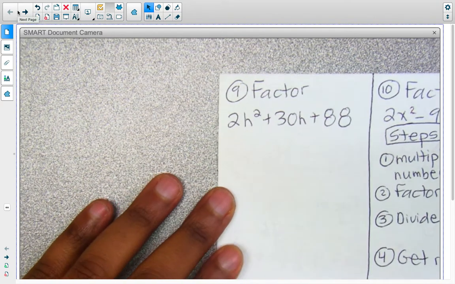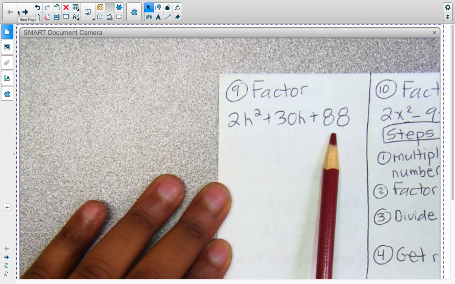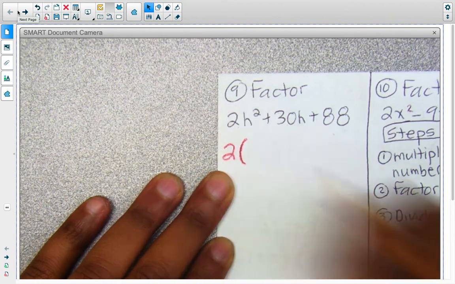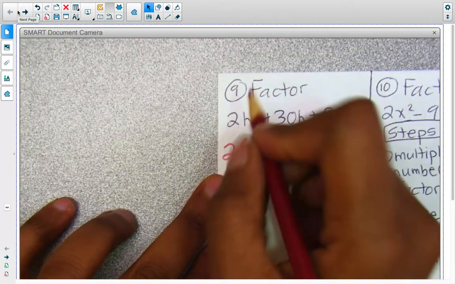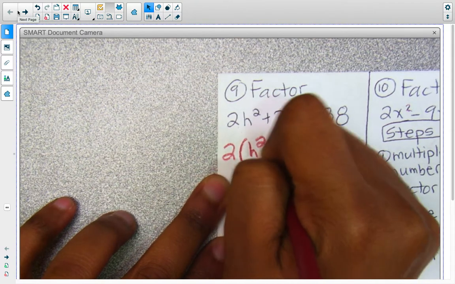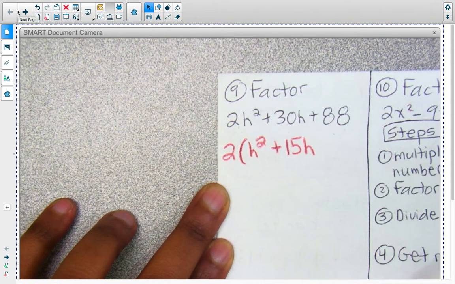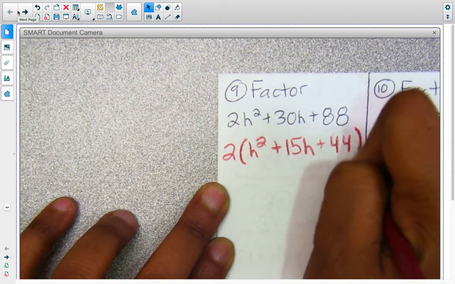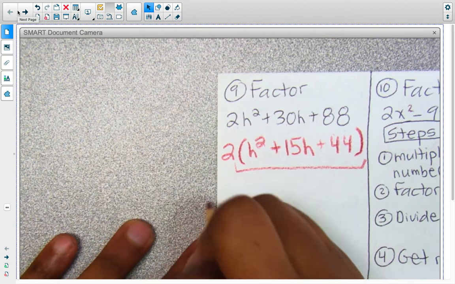But for problem number 9, they do share something in common. 2h squared, 30h, and 88 share the number 2. 2 goes into each of these. So 2 needs to go on the outside, and then everything else is going to go on the inside. 2 times what gives me 2h squared? That's h squared. 2 times what gives me 30h? 2 times 15. 2 times what gives me 88? That's 44. Now I can factor this like we just did in box 7 and box 8.